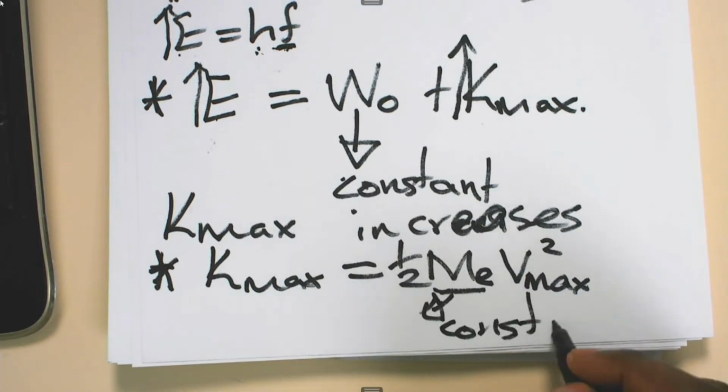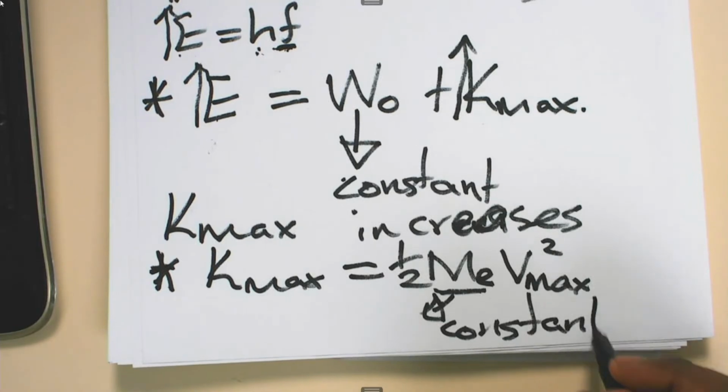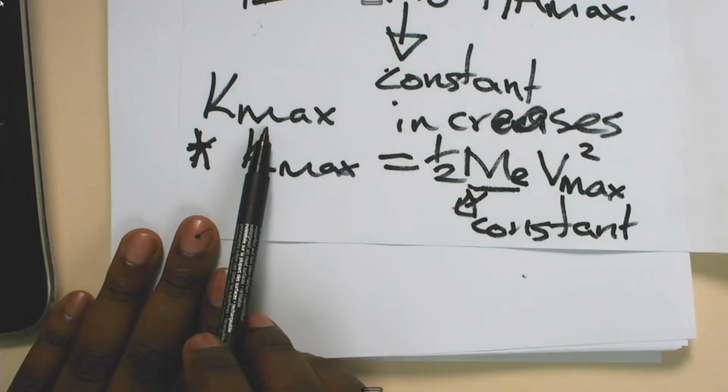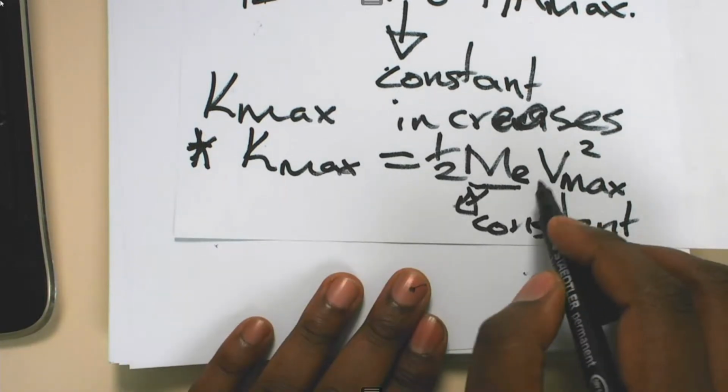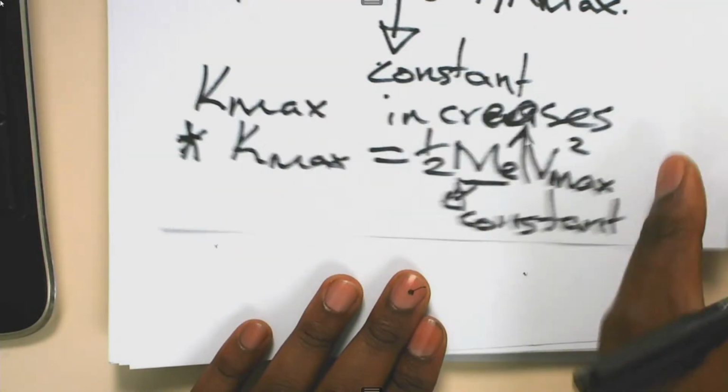Mass of an electron is constant. So when you have increased the kinetic energy of the photoelectrons, then it means the speed of those photoelectrons will do what? Will increase.